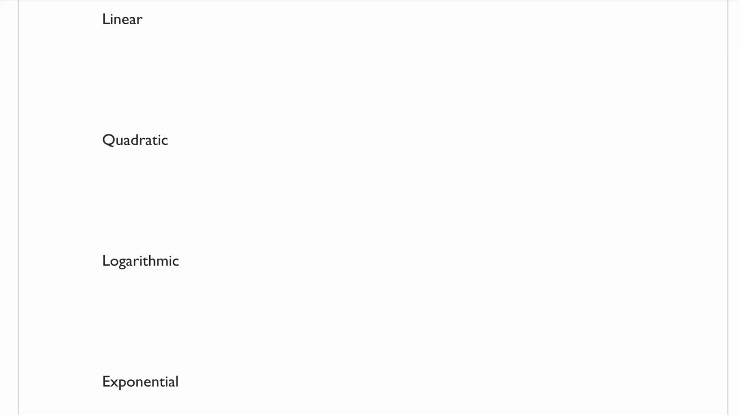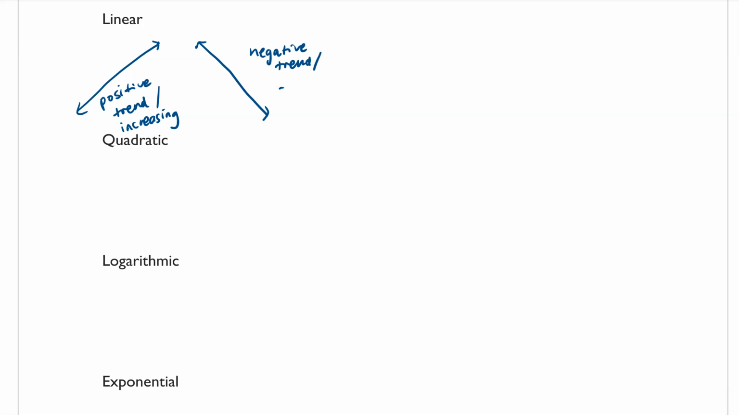So the first type of model we want to look at is a linear model, and there's two particular types we can deal with. There is a linear model with a positive trend and a linear model with a negative trend. So you could say positive trend or increasing, and the second kind has a negative trend, or you can say that it's decreasing.